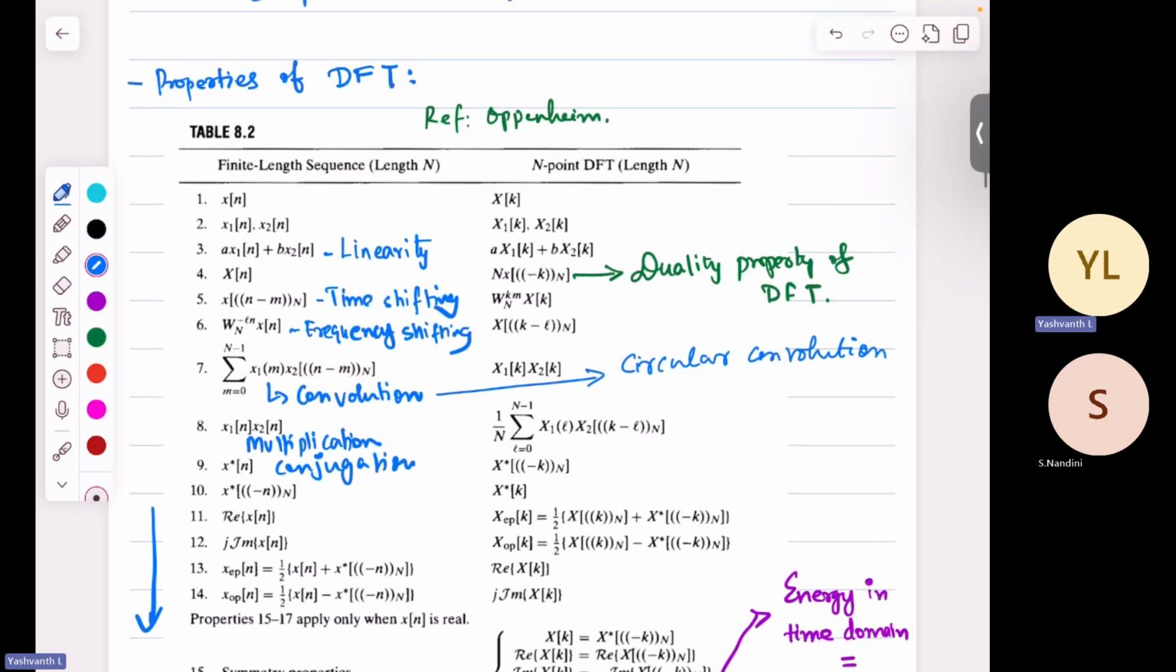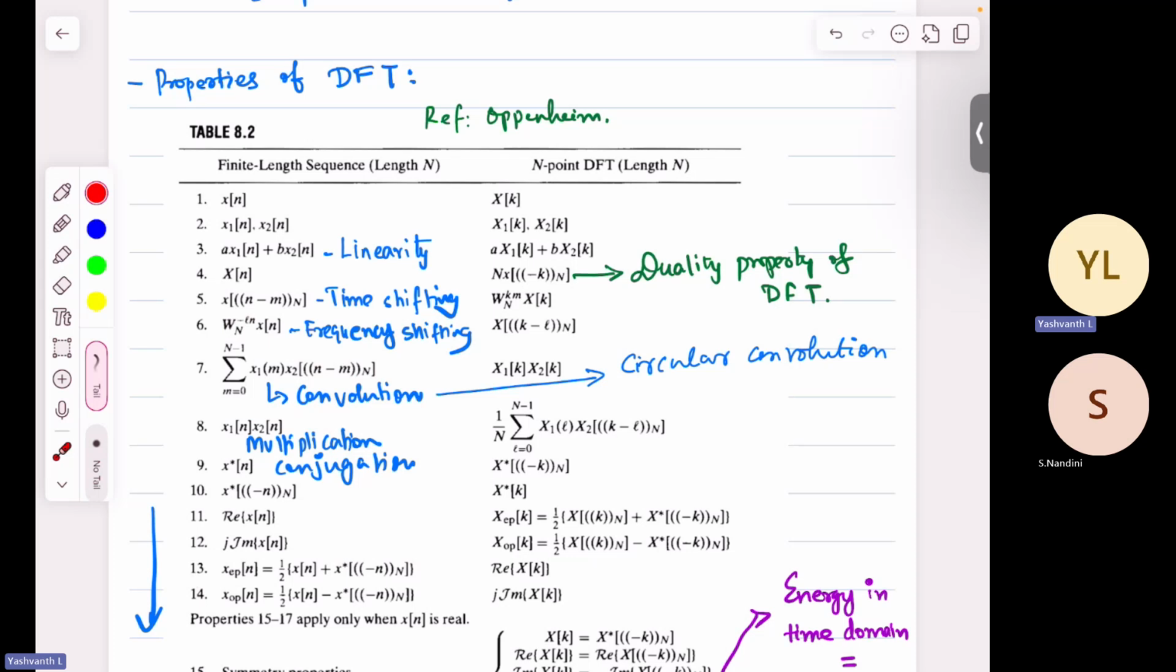Okay, so the only difference between circular convolution and linear convolution is that you apply a mod N after you delay to n minus m. Okay, modulo N. So what does it mean? You divide n minus m by capital N, and whatever is the remainder will be the argument for x2 in the summation. Okay, that type of convolution is called circular convolution.